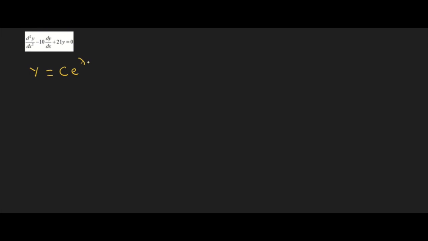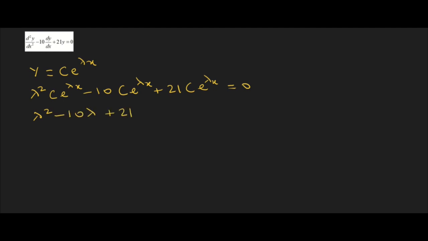We're going to look for a solution of the form y equals c e to the lambda x, where c is an arbitrary constant. Now substituting this into our equation, we have lambda squared c e to the lambda x minus 10 lambda c e to the lambda x plus 21 c e to the lambda x equals 0. Provided the c e to the lambda x is non-zero, we can cancel that, giving us our characteristic equation, which is lambda squared minus 10 lambda plus 21 equals 0.